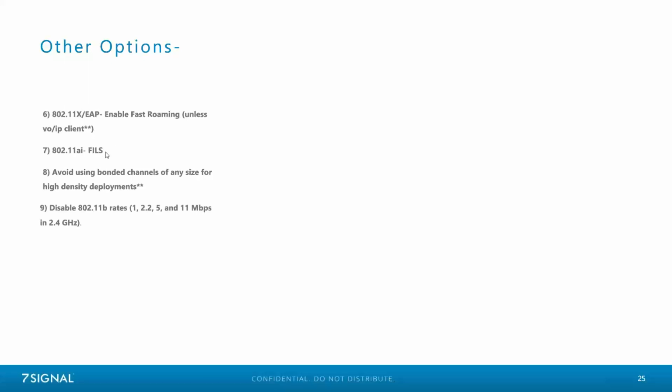Another example, which I referenced, is the fast initial link setup protocol, which is out of scope for this, but we can talk to it at a later date. Also, be mindful of using bonded channels of any size in high density deployments. Look at your spectrum and your channel plan. If you're using bonded channels and there are a lot of Wi-Fi clients and a lot of APs in the area, you're doing yourself quite a bit of harm. There's no need to be at 80 or 160. Think about why that is and drop that down, unless there is an issue that needs it.